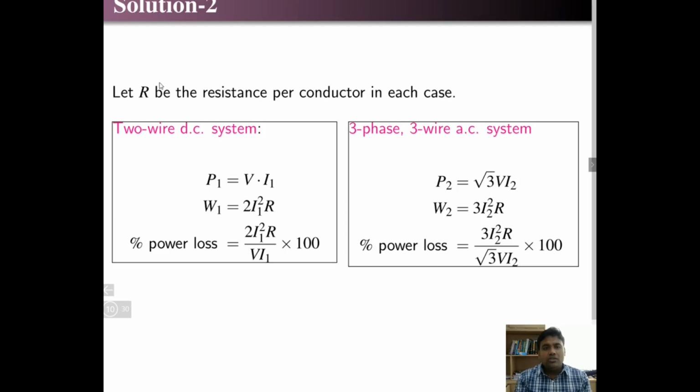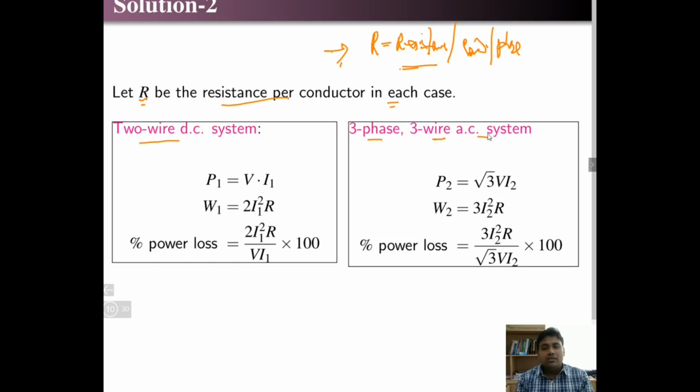So in all the solutions for the problem, we will assume that R is the resistance per conductor in each phase. So R will basically be the resistance per conductor per phase. This will be the assumption for all our problems. Now we basically have two cases, a two-wire DC system and a three-phase, three-wire AC system.